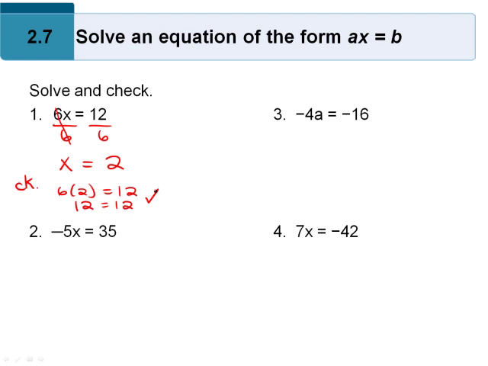Now, look at number 2. This one's a little tricky because the coefficient that we're trying to get rid of there is negative 5. So you have to divide by that coefficient, which means that you're going to divide by negative 5. You use the same sign.